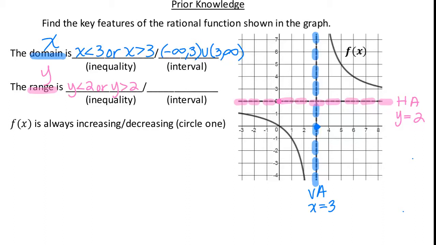Okay, so I have y less than 2 or y can be greater than 2. And then interval notation starting from the bottom. This is a negative infinity. Oops, sorry. Here, negative infinity to 2. And then from 2 to positive infinity.